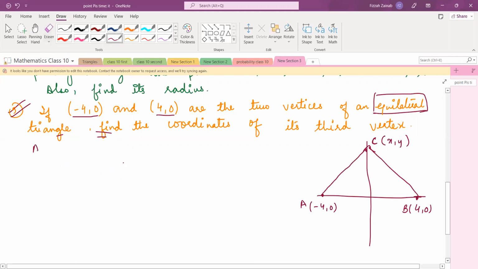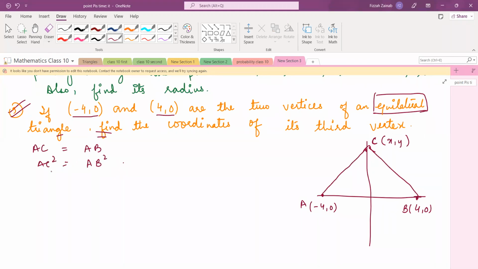So let's say I say that AC is equal to AB, or AC square is equal to AB square, just to avoid the square root. So what will I get here? I get (x plus 4) whole square plus (y minus 0) whole square is equal to AB square. So (4 plus 4) whole square and obviously (0 plus 0) whole square. That's it. So this is x square plus 2 into 4, 8x, plus 16, and plus y square.